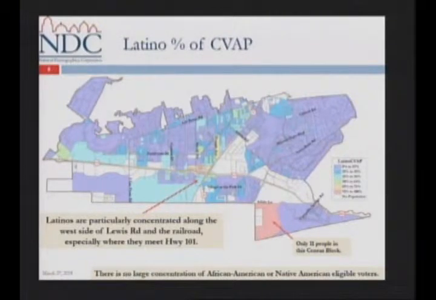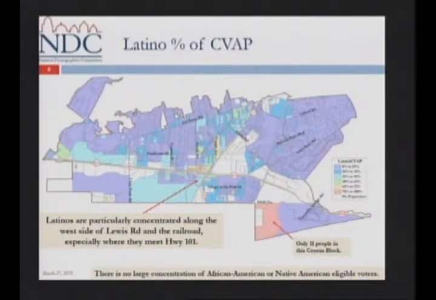Then when we look at the Latino populations, we see that along the west side of Lewis Road and the railroad, especially where the 101 meets, we see the highest density populations. And the highest densities would be reds, yellows, and greens. And there is one big red block on the southeast side of town, but there's only 11 people that live in that. So while you see the big bright red block, it looks important. Statistically, it's not going to play in very heavily to how we map, how we draw maps.